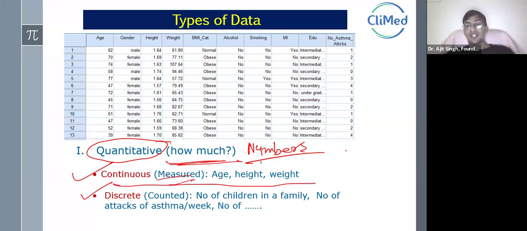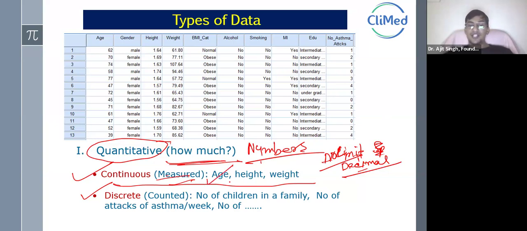If we can measure it, it may or may not be continuous data. First of all, there is no specific limit. Second thing is there is decimal. When we are talking about continuous data, there is decimal in that and there is no limit. Now let me give you the example.